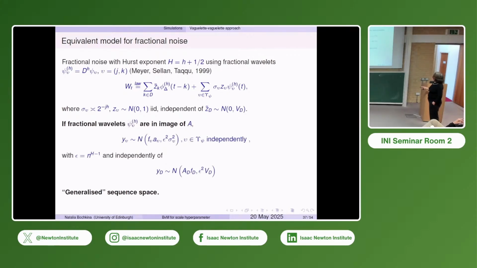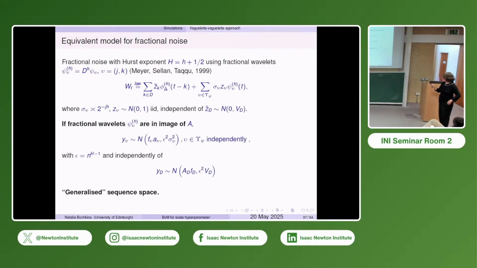The key assumption is that these fractional wavelets are in the image of A. That's when this method works. Because of this assumption, we can reduce everything to the sequence space, and it's all independent for the majority of the coefficients. Here epsilon, the noise, is not 1/10, but depends on the Hurst exponent, so it's fairly well known. The scaling coefficients are not independent between themselves, but they are independent of the wavelet coefficients.